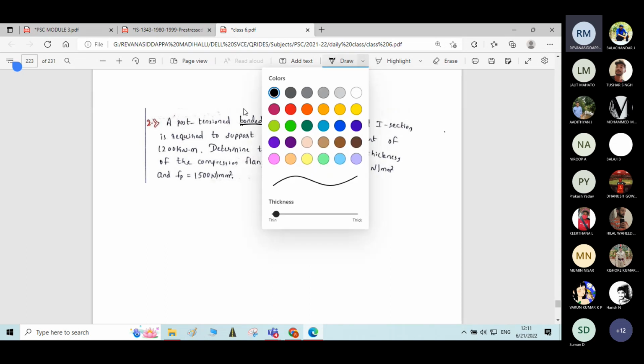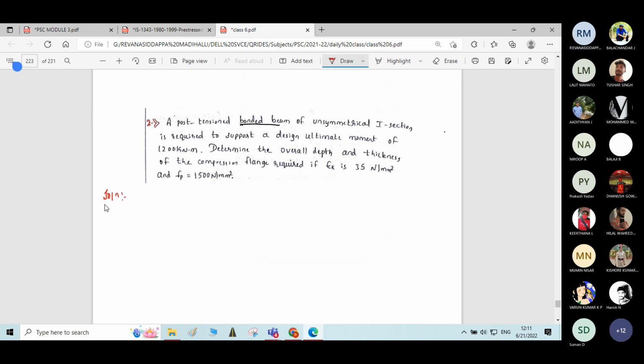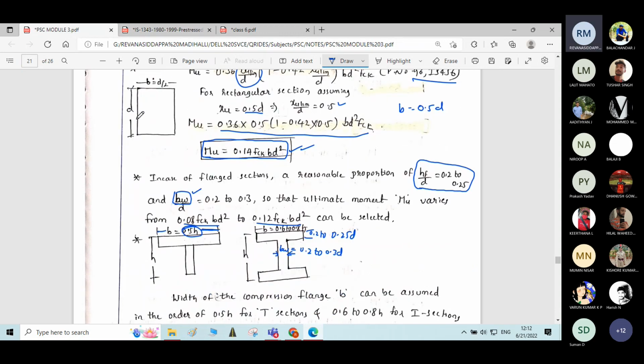Okay, write the given data first. Write the given data, solution. Here, moment acting on the beam is given as 1200 kilonewton meter. In terms of Newton millimeter, it is 1200 into 10 power 6 Newton millimeter. Okay. Then FCK is given, 35 Newton per mm square. FP is given as 1500 Newton per mm square. Okay. So for I section, you go through the guidelines for I section.